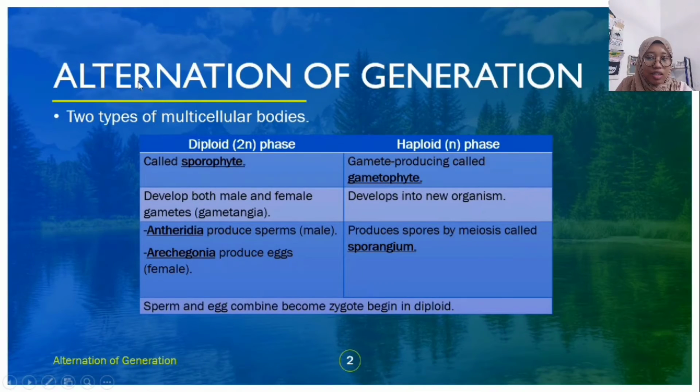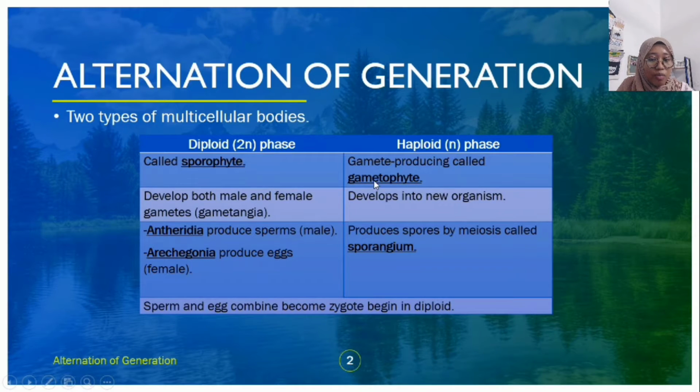The next one is alternation of generations. There are 2 types of multicellular body, diploid and haploid. The diploid phase we call the sporophyte. It will develop male and female gametangia. The male structure, the antheridia, produces sperm, and the female structure, the archegonia, produces eggs. These 2 gametes combine to become a zygote, which is diploid.